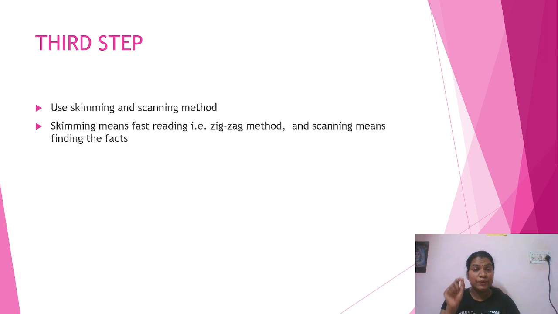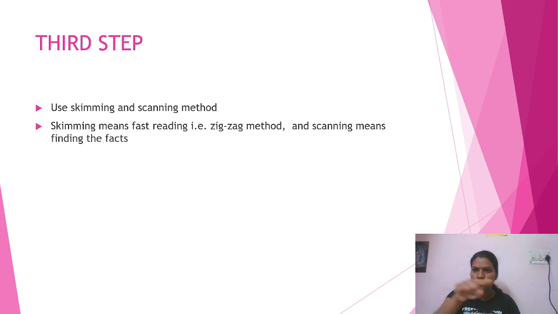Third, use the skimming and scanning method. In OET Reading Part A, you have to use skimming and scanning. What do you mean by skimming? Skimming means fast reading, in a zigzag like that. Scanning means finding the facts. That means you have to find out, for example, tachycardia somewhere in the text.